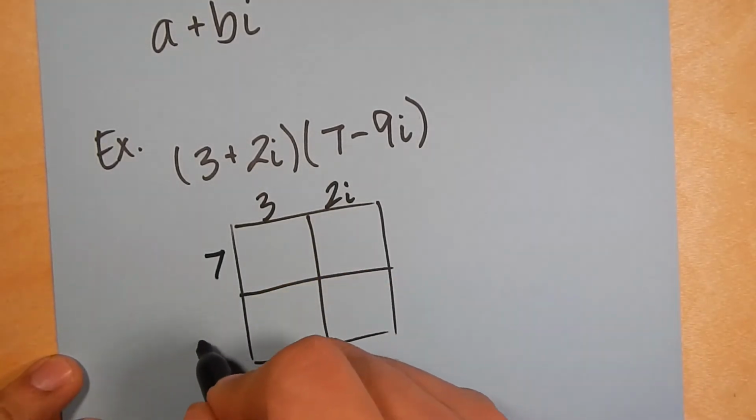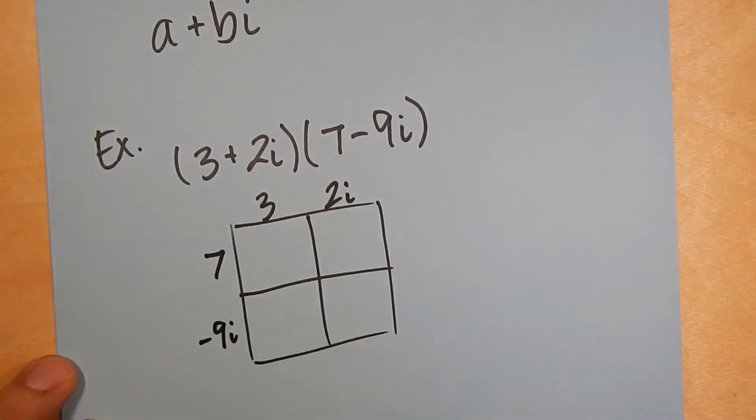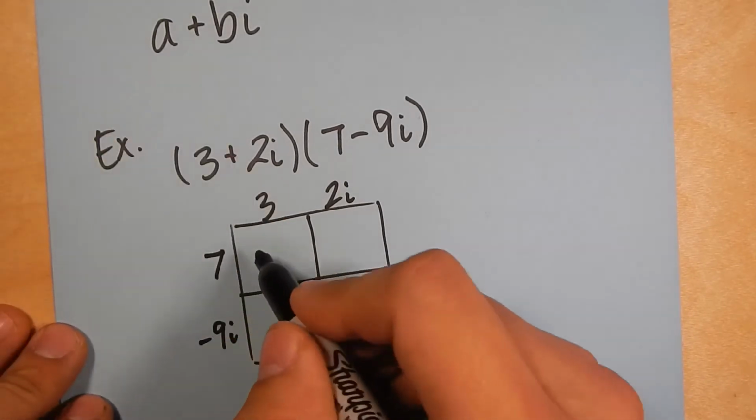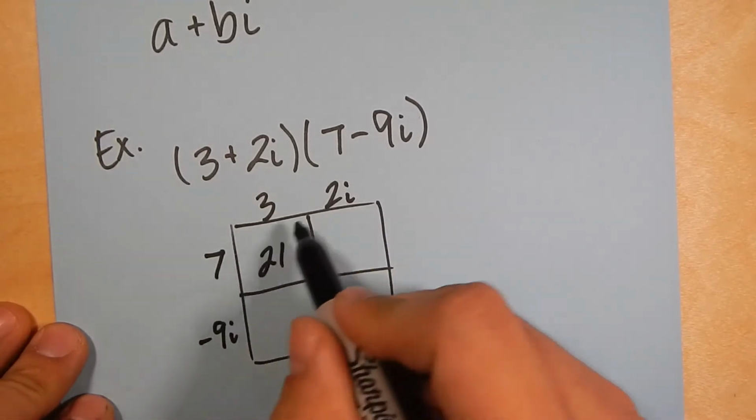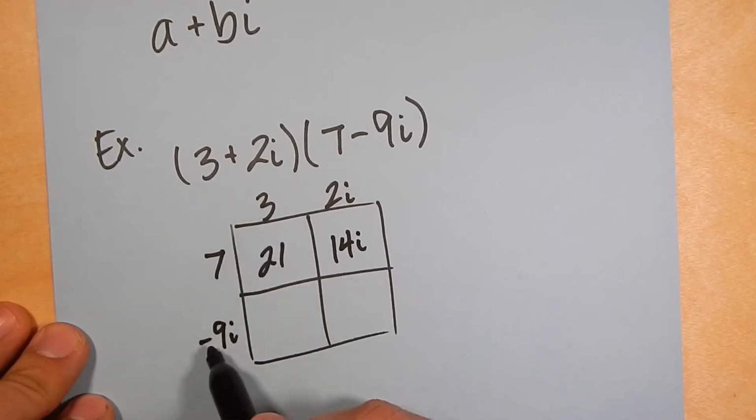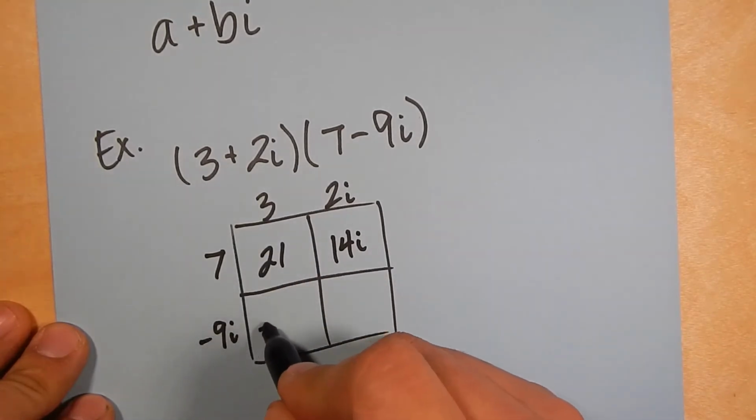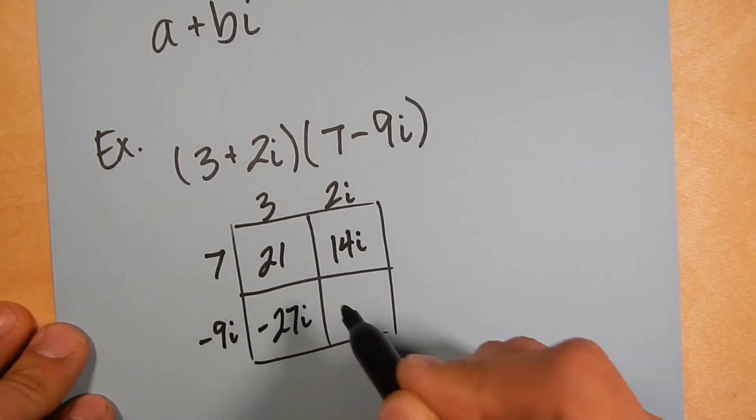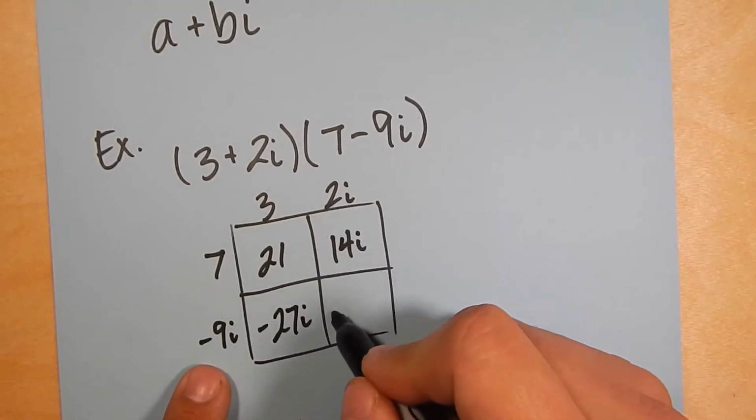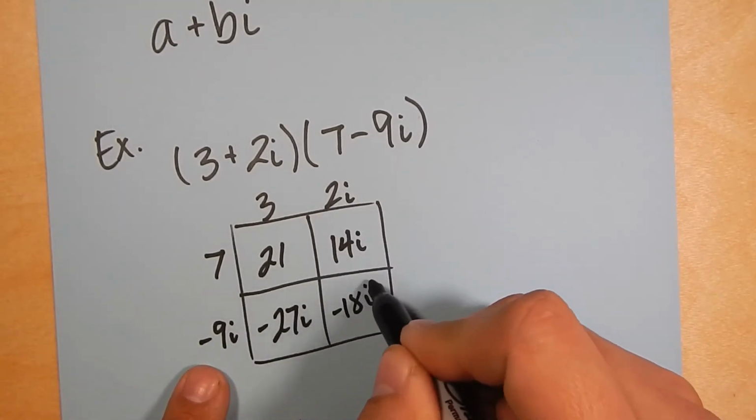So I've got 7, I've got a negative 9i, and we're just going to multiply these like it's a multiplication table. So 7 times 3, that's 21. 7 times 2i, that's 14i. 3 times a negative 9i, that's a negative 27i. And then we have a 2i times a negative 9i, that's a negative 18i squared.